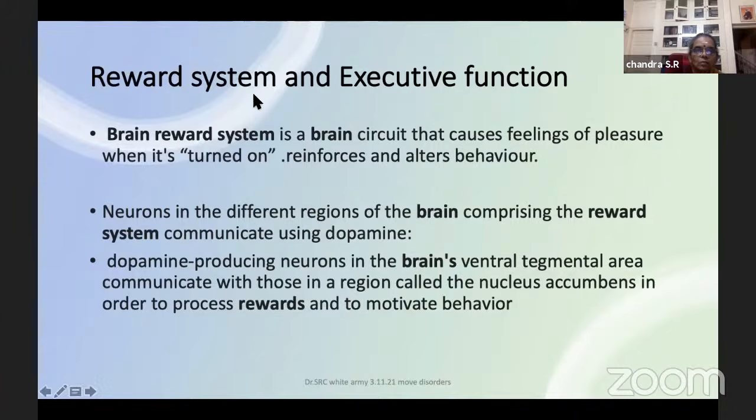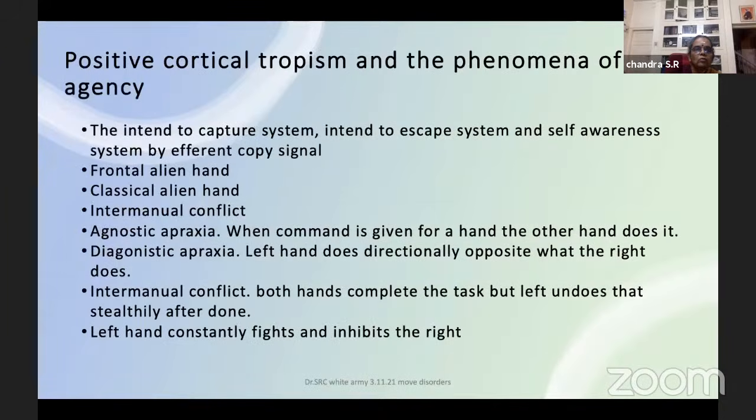Then the reward system, as I told, the reward circuits cause the feeling when turned on. So you have to improve the reward system by encouraging the patients to move about, and appreciate and motivate them. That is one rehabilitative tool that you have to use. And positive cortical tropism, I told, is important in movement, with the sensory system giving information.